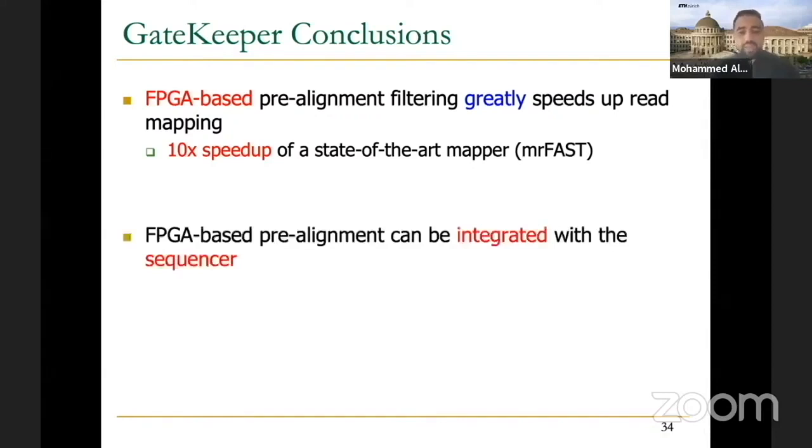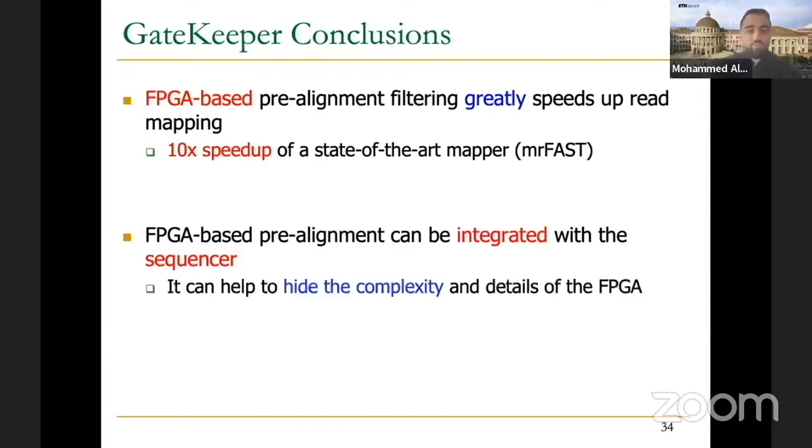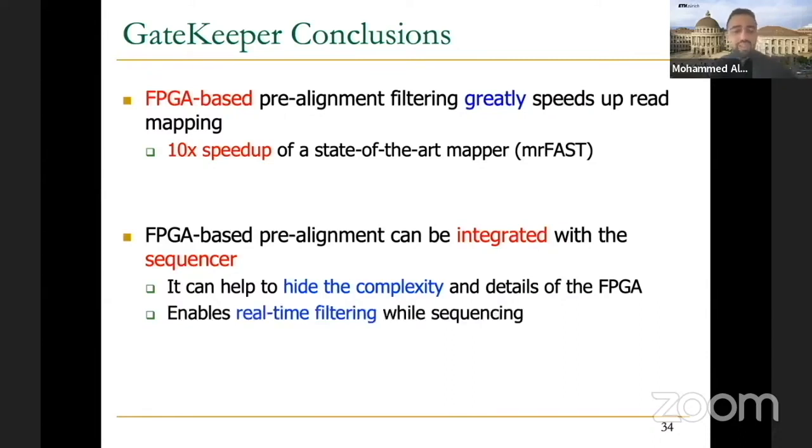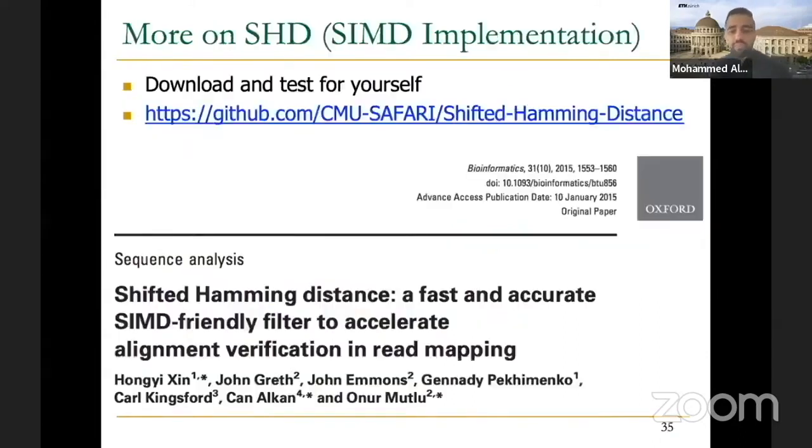The FPGA-based pre-alignment filtering can be integrated with existing sequencers. Most of the existing short read sequencers have an FPGA inside to do the translation from the raw sequencing data into the FASTQ file, or what we have currently. That's what we call the base calling step. Since it has a low footprint for the FPGA implementation, less than 5%, you can maybe integrate it with the existing FPGA inside the sequencing machine. And this provides two benefits. First, hiding the complexity from the user and doing real-time filtering.